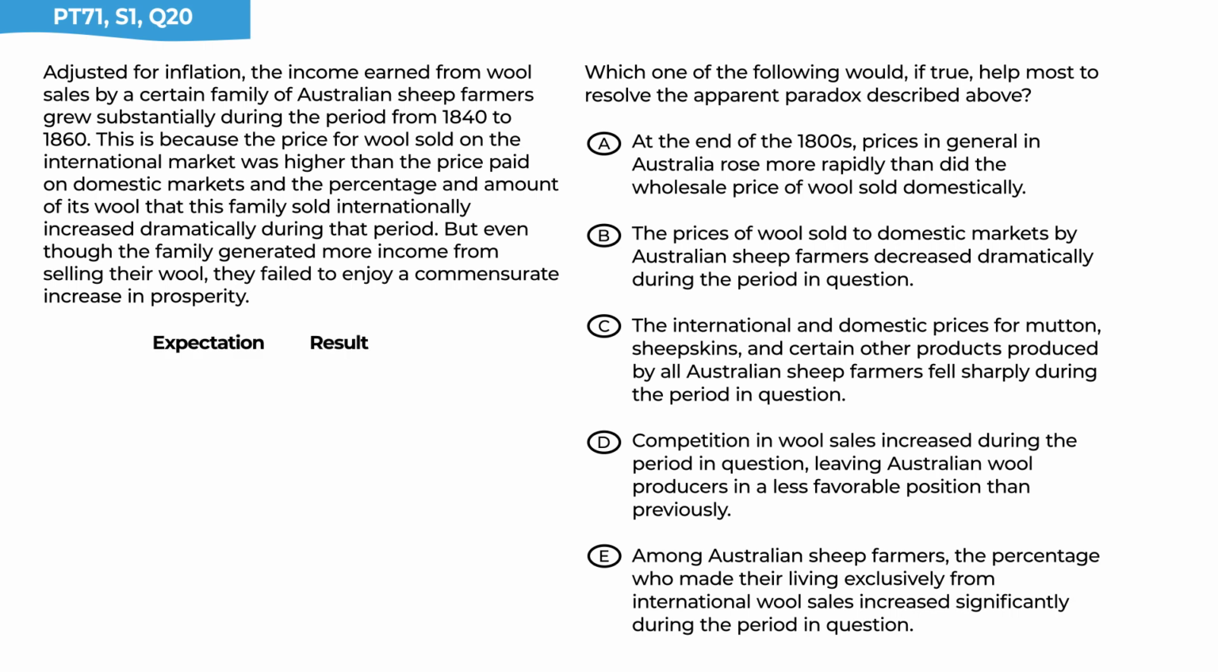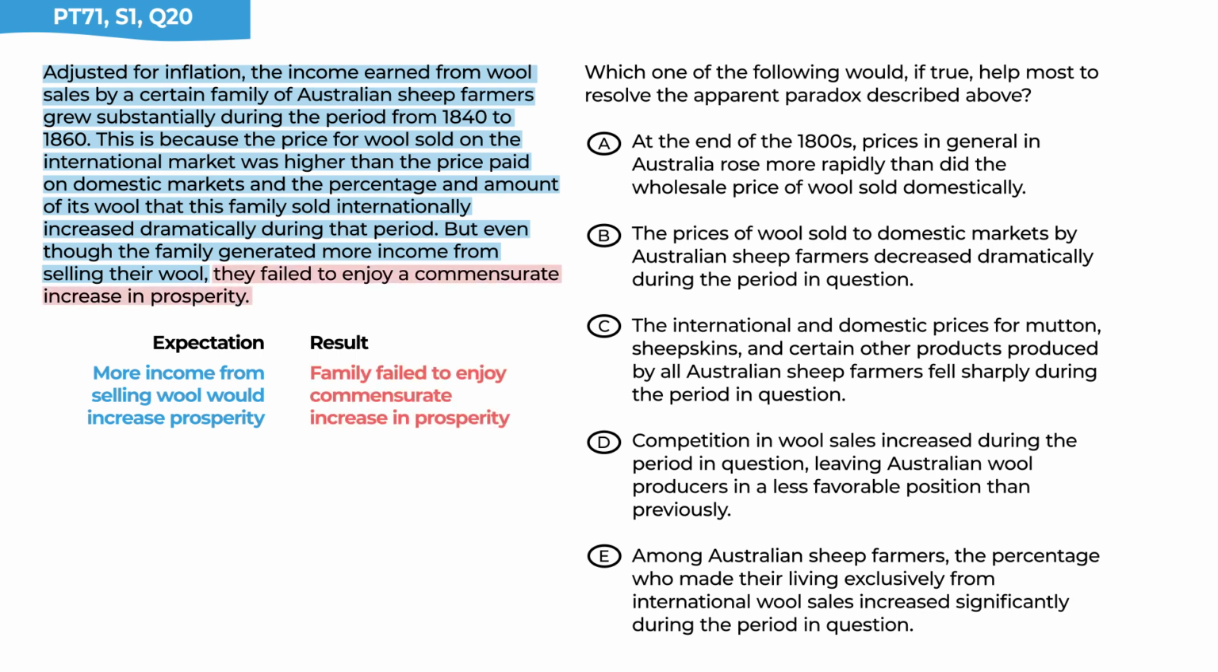Well, the expectation is that because this family is selling more wool and at greater profit margins, you would think that they would actually be doing fairly well. But what actually turned out to be the case is that they did not get to experience that increase in prosperity commensurate with the increased revenue or the increased income that this family got from selling sheep wool. How can it be the case that there was no corresponding increase in prosperity?